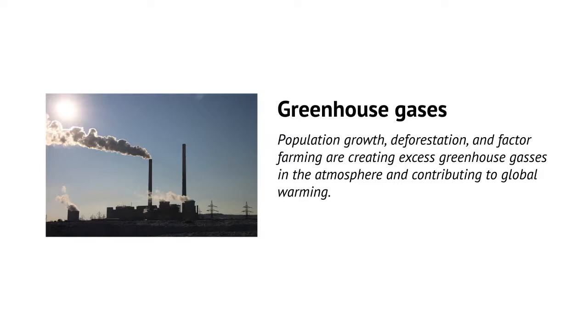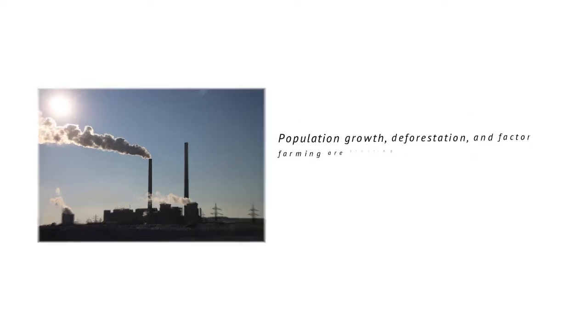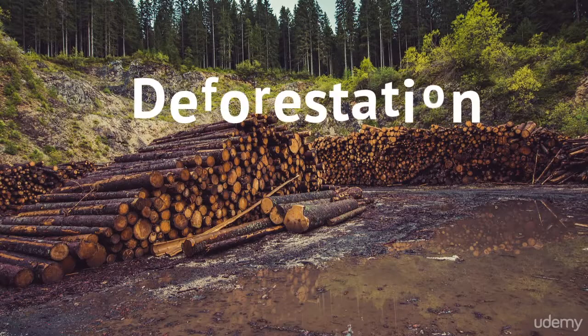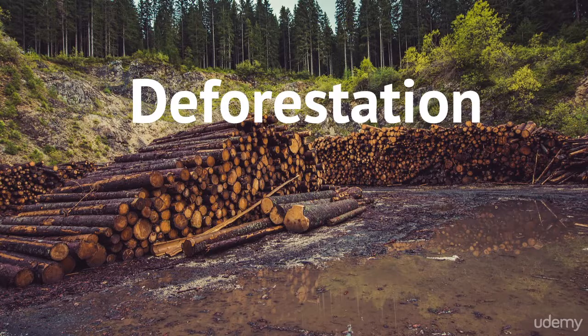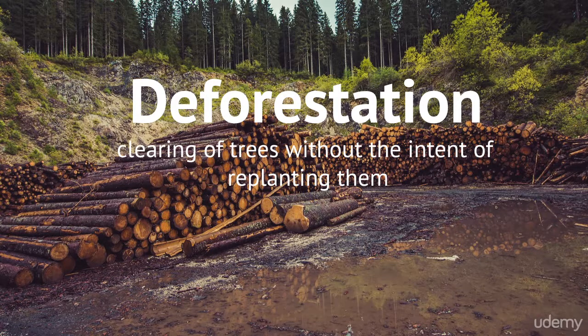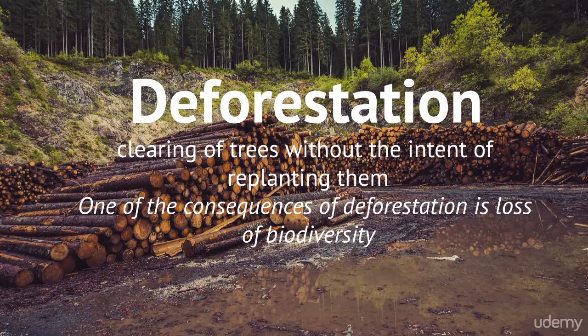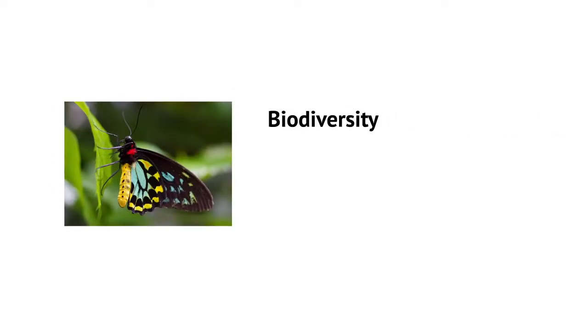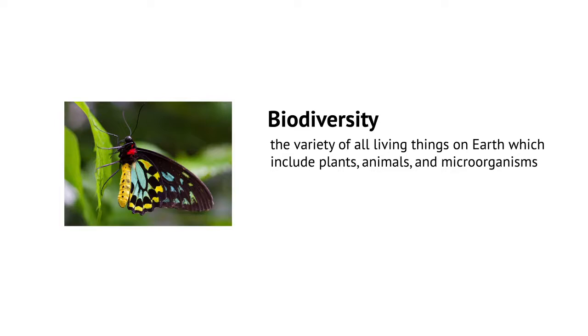Looks like we've got some new interesting words here. Deforestation. Deforestation is the clearing of trees without the intent of replanting them. Example: one of the consequences of deforestation is loss of biodiversity. Another great word is biodiversity. Biodiversity is the variety of all living things on Earth, which include plants, animals, and microorganisms.